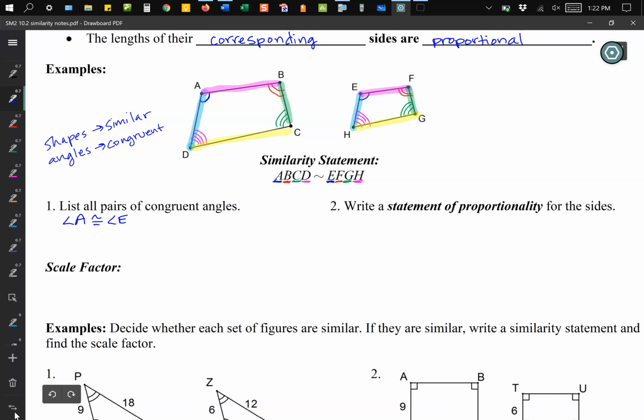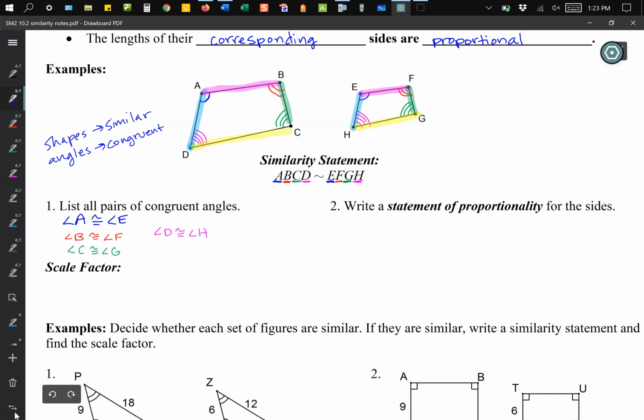So that can be kind of hard to remember sometimes. The second set are B and F. So angle B is congruent to angle F. Third set, angle C is congruent to angle G. And the fourth set, angle D is congruent to angle H.